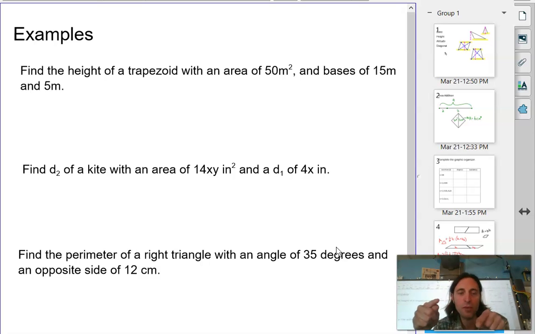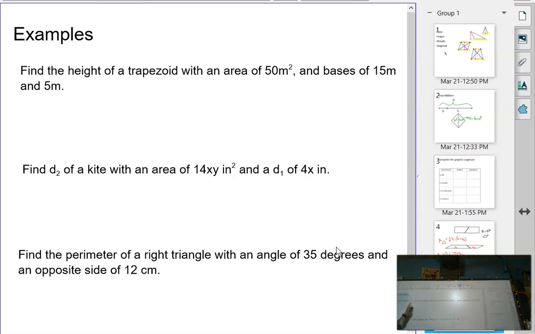In this problem, it says find the height of a trapezoid. There's two things that are going to be really helpful in solving these kind of problems. Number one, figure out what formula you need to use. And then number two, draw a picture. All right, so in this example, the area of a trapezoid equals 1/2 base 1 plus base 2 times the height. And I can also draw a picture here.